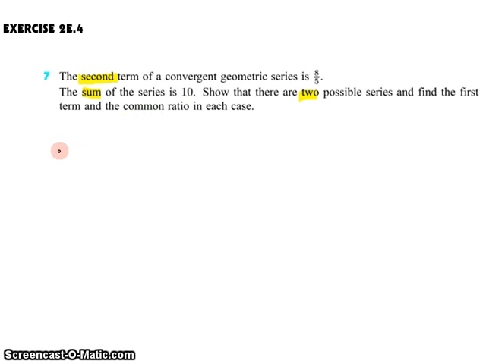We know that there's information about the sum of this convergent geometric series. So this is the infinite sum of the convergent geometric series, which means that the first term divided by 1 take the common ratio should equal 10. This also means that the absolute value of the common ratio has to be less than 1. So r has to be greater than -1 and less than 1. So somewhere between there. We know this must be true.